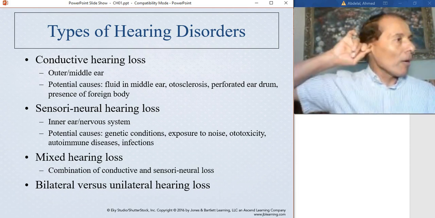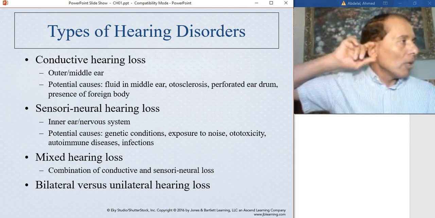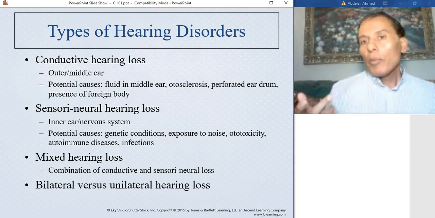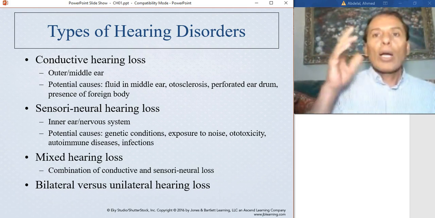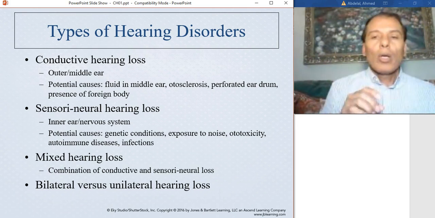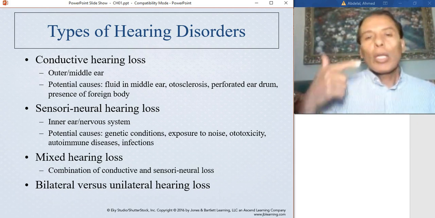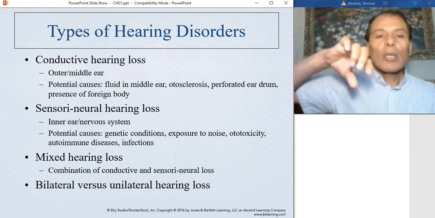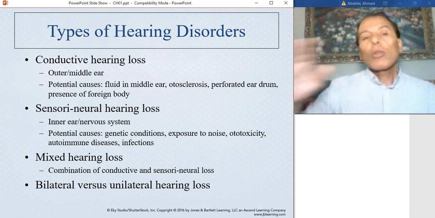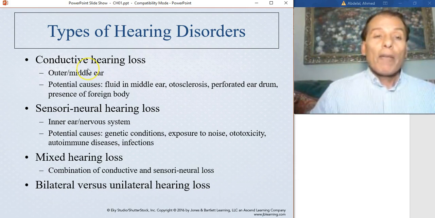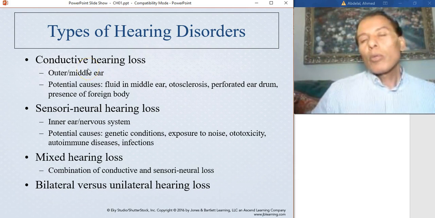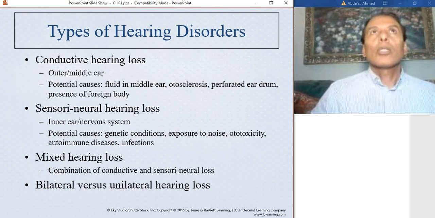They don't have a functional pinna. Or maybe the ear canal is blocked with wax, or maybe it is very narrow. Or maybe the eardrum has a hole in it. Or maybe the bones in the middle ear are damaged. All of these are part of the outer ear and middle ear. If these problems exist, they will cause what is known as a conductive hearing loss.